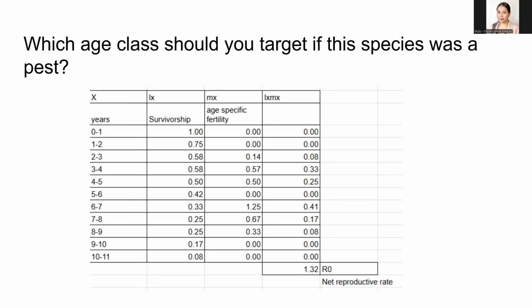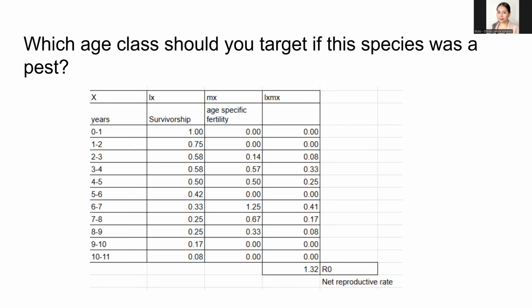So just to reiterate to everybody the answers of your classmates, if this species were a pest, the most effective age class to target for control would still be the 6 to 7 year age class. So again, it's because it has the highest reproductive contribution.